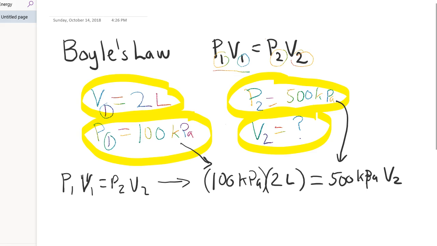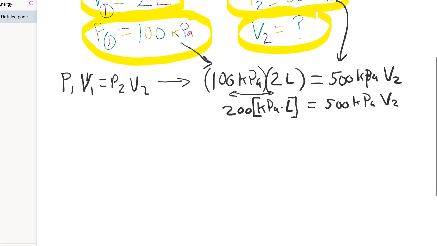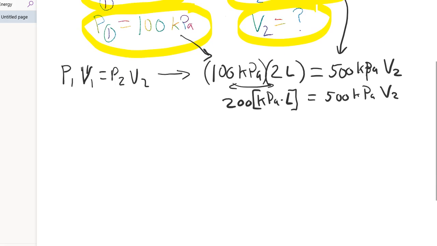First, we're going to multiply these two things together. 100 times 2 is 200 kilopascal liters. Remember, I'm leaving the units on. I'll just put a bracket around it so we remember the units. And that's going to equal 500 kilopascals times volume 2. So we have to solve for V2.